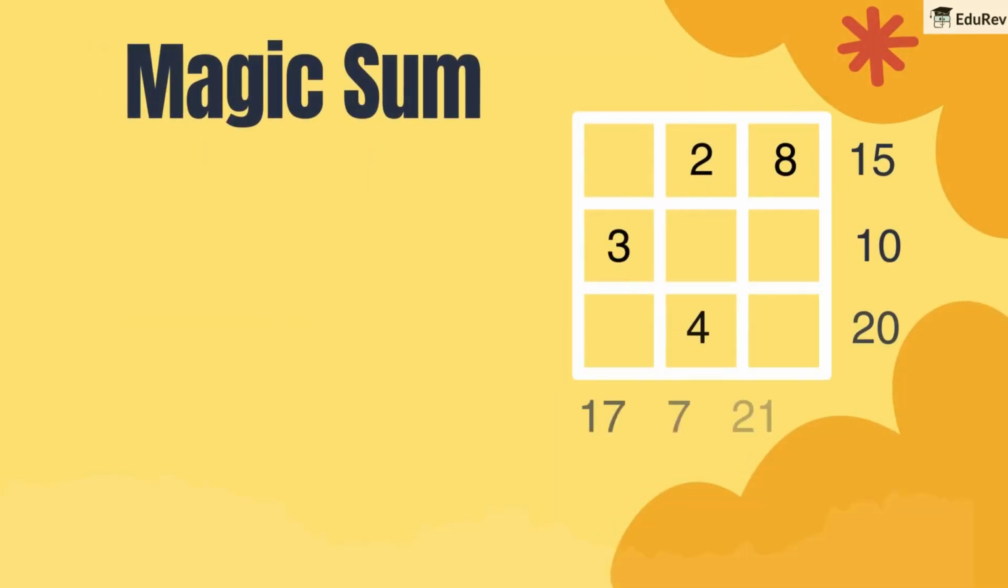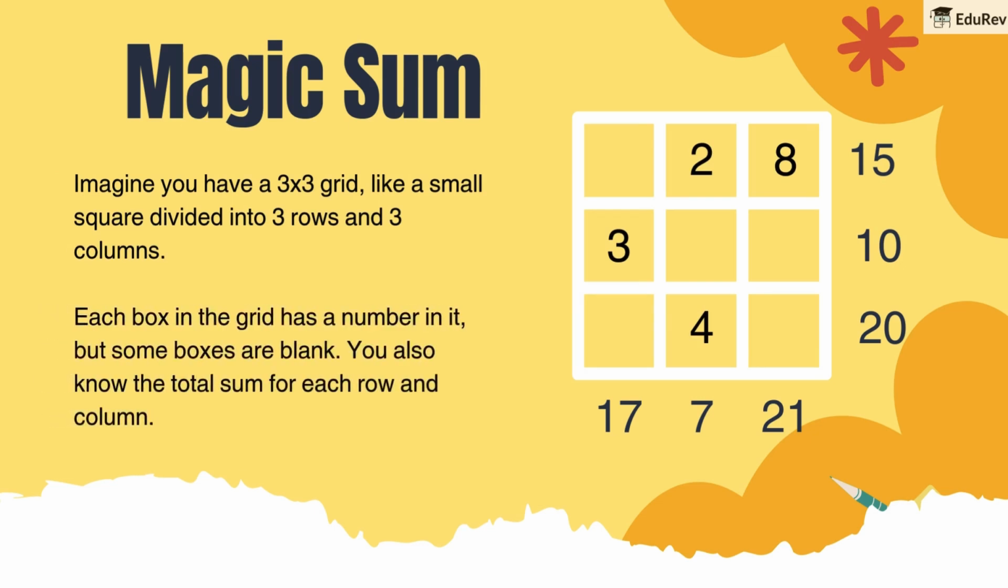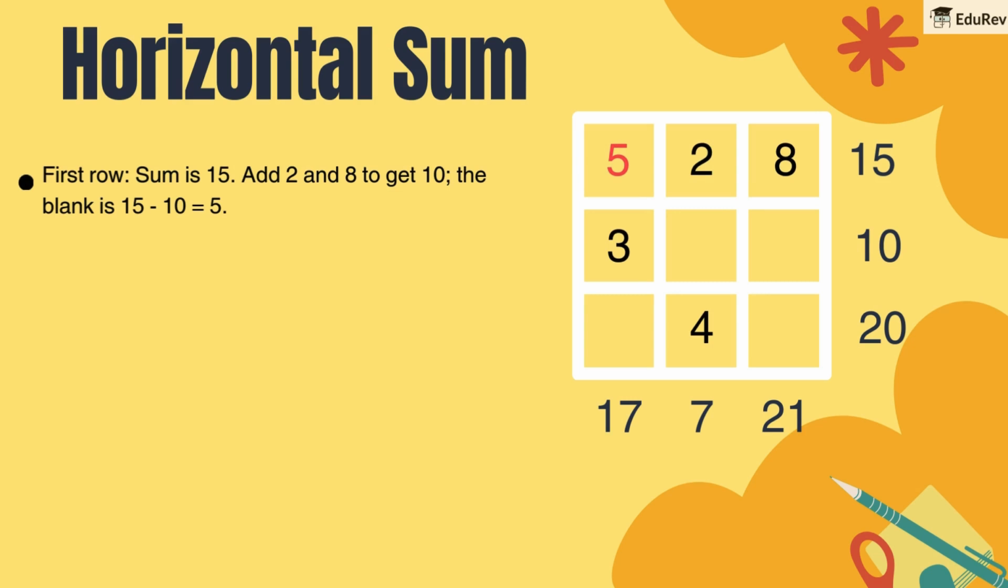Let's move on to the magic sum. Imagine you have a 3x3 grid, like a small square divided into 3 rows and 3 columns. Each box in the grid has a number in it, but some boxes are blank. You also know the total sum for each row and column. For the horizontal sum, in the first row the sum is 15. If we add 2 and 8, we get 10. Therefore, the blank is 15 minus 10 equals 5.